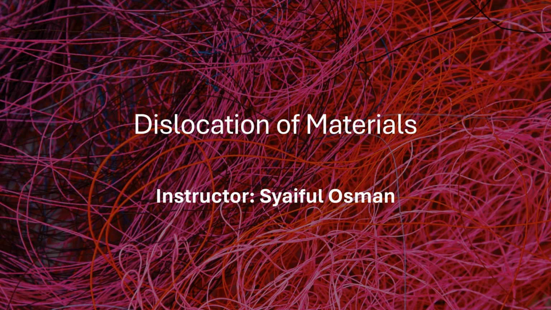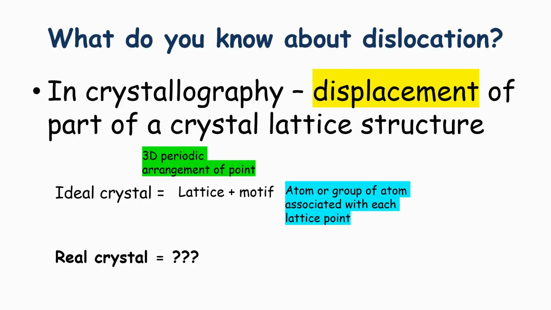So in this chapter, we are going to talk about dislocation in material. In general, we can define dislocation as a line imperfection in an otherwise perfect crystal. That we're going to talk more about later. Right, so let's start our video with what do you know about dislocation?